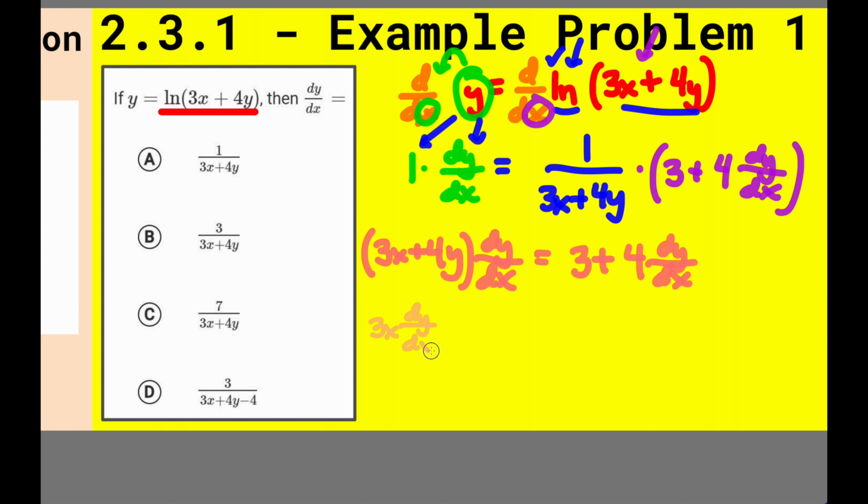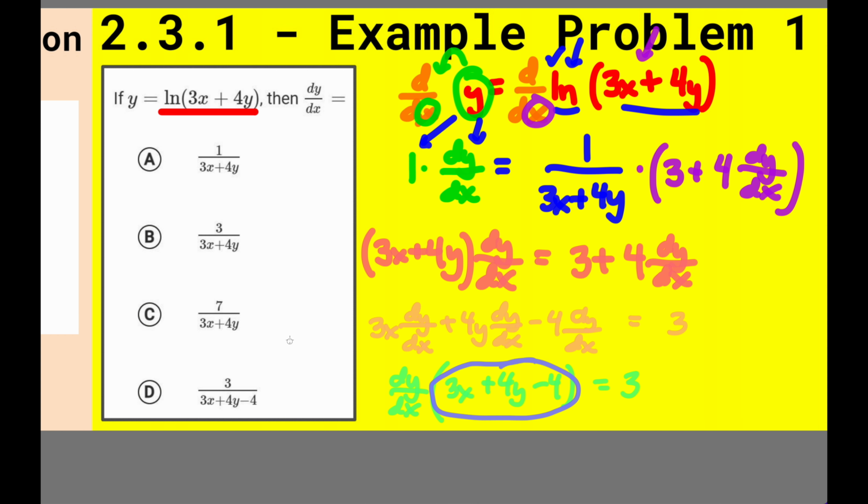So 3x times dy over dx plus 4y times dy over dx minus 4 dy over dx, because again, I subtracted this on both sides, is equal to 3. All right, from here, I'm going to factor out a dy over dx, and you're going to be left with 3x plus 4y minus 4 is equal to 3. Divide both sides by 3x plus 4y minus 4, so we're going to divide both sides by this whole mess right here, and you're going to get 3 over 3x plus 4y minus 4, which is this answer right here.